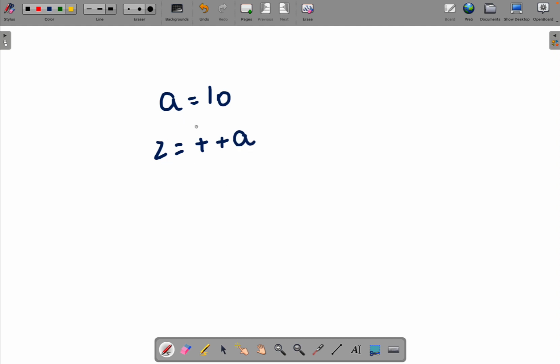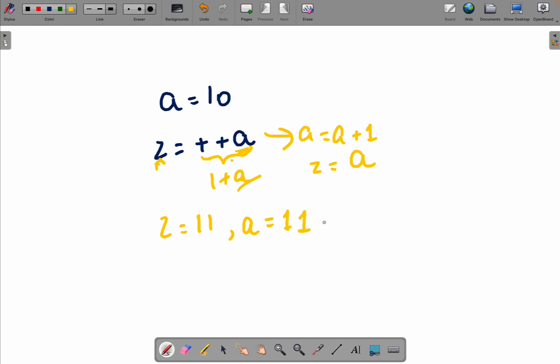In the earlier postfix operator, what we used to say was that first use this variable's value in the expression and then change the value. But here, first you do 1 plus a and then assign it to z. So first a is incremented and that is then assigned to z. This could be read as a equals a plus 1 and then z equals a. So in this case, the value of z will be 11 and a will also be 11.